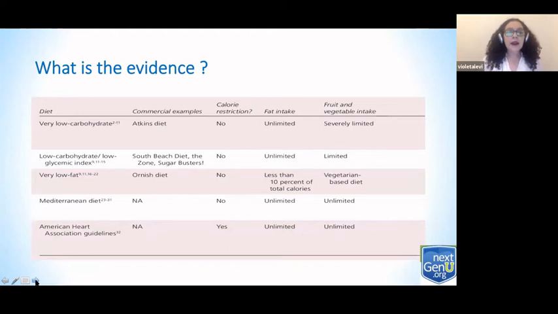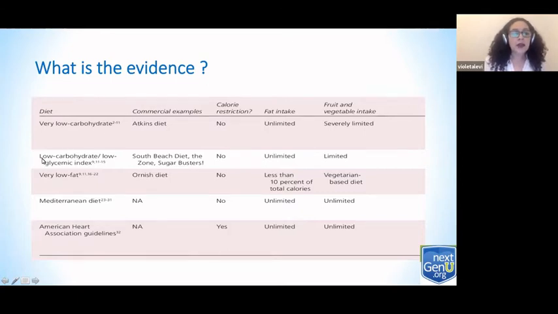And here there are different kinds of diets. For example, the Atkins diet is a very low carbohydrate diet that doesn't have any kind of caloric restriction, is unlimited in fat intake, and fruit and vegetables are severely limited. This is not really something very recommended. But this diet has had very good effects on people in the short term to lose weight. It's a very, very low carbohydrate diet.